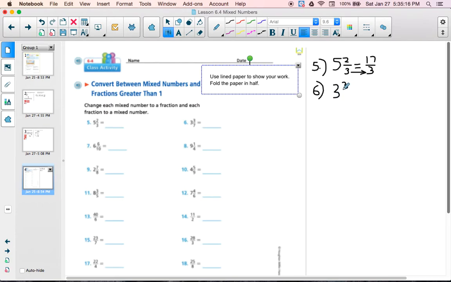Number 6, you have 3 and 3/7. I know that this has been divided into sevenths. I'm going to multiply because there are 3 wholes. 7 times 3 is 21, 22, 23, 24. There are 24 sevenths.